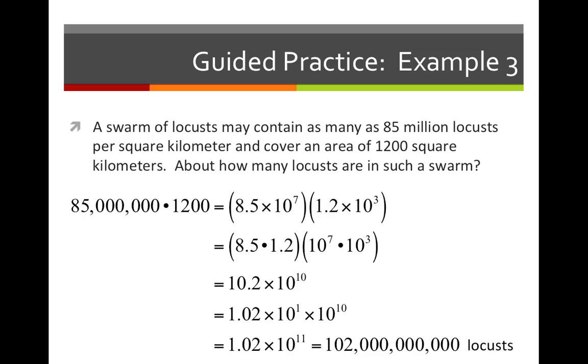Now again, 10.2 does not fit the definition of scientific notation. So we need to adjust. We can rewrite 10.2 as being 1.02 times 10 to the 1st, and then we can add that 10 to the other 10 to the 10th to end up with 10 to the 11th. So in scientific notation, we would say it's 1.02 times 10 to the 11th, or in standard form, that would give us 102 billion locusts.